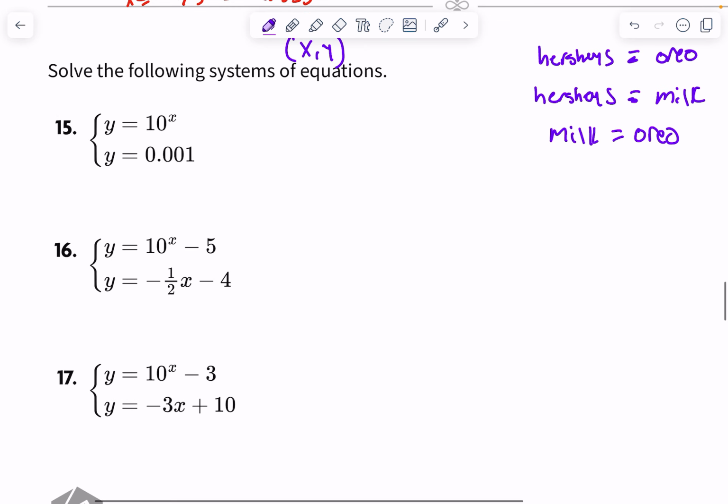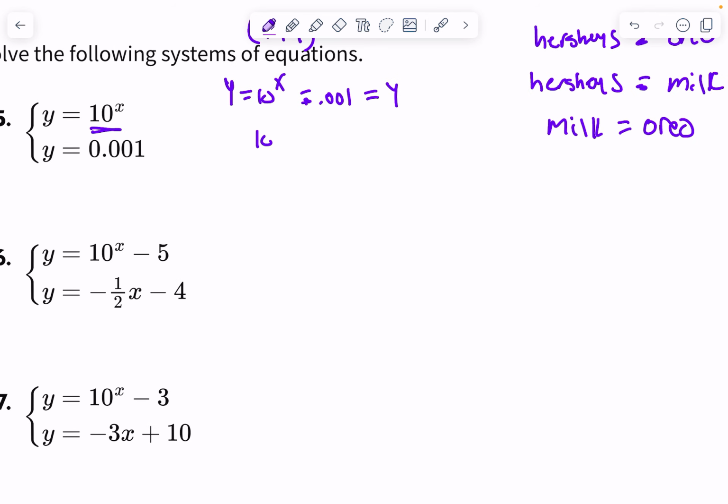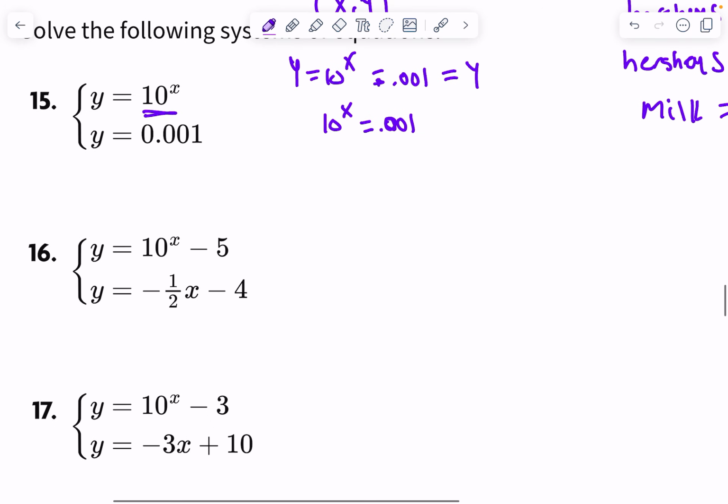So for 15, I'm telling you that y is equal to 10 to the x, and that also has to be equal to 0.001. That's also y. So y equals 10 to the x, which is equal to another version of y. Then let's clean this up so I can solve for x. Okay? And now, let's just solve for x. So I can take the log of both sides here. So I'm left with x is equal to log of 0.001.